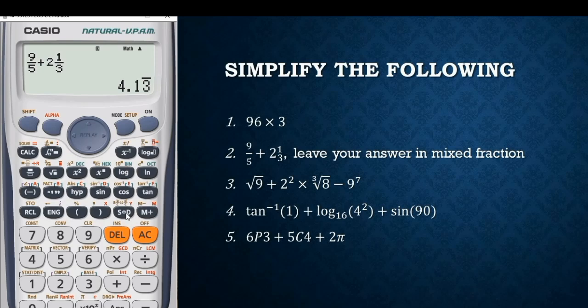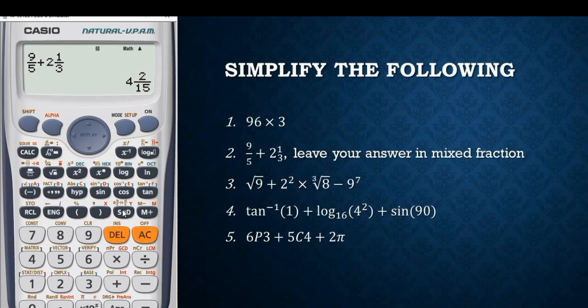Now, the question is requiring us to leave our answer in a mixed fraction form. And how do we leave our answer in a mixed fraction form? When we check on top of the SD, we can locate another mixed fraction symbol. And it is yellow in color, which means I will have to use the shift to activate it. So I simply tap on my shift, then I tap on the SD. So this particular fraction is equal to 4 whole number 2 out of 15. So that is all for the second question.